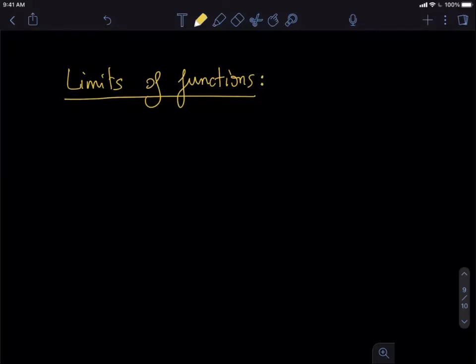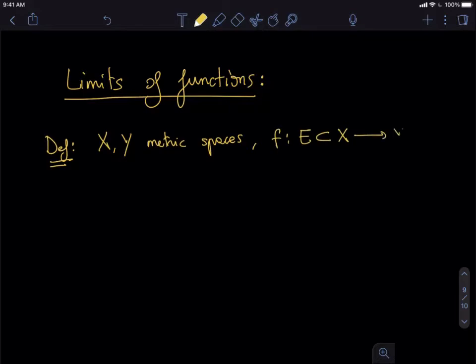Limits of functions is a concept that we already know from calculus, but let's make it more formal in the context of metric spaces. So let's say we have two metric spaces X and Y, and some function f that goes from E contained in X to the metric space Y. So this function f is mapping E into Y.